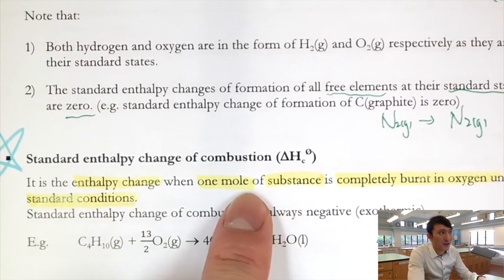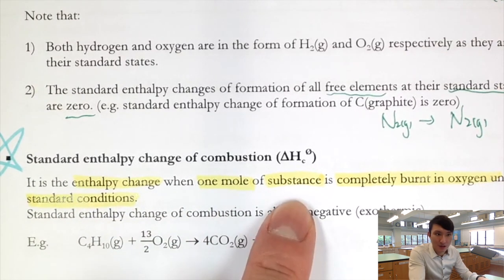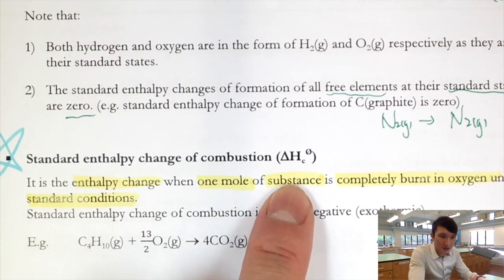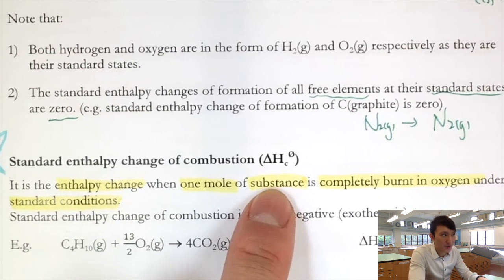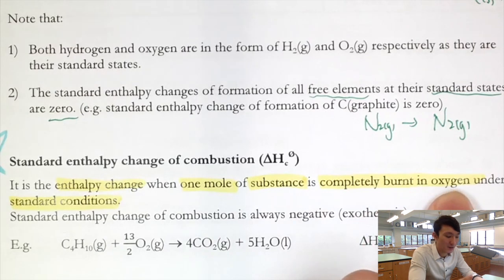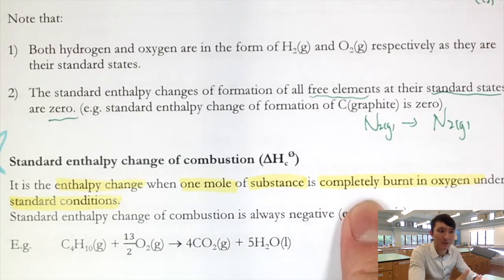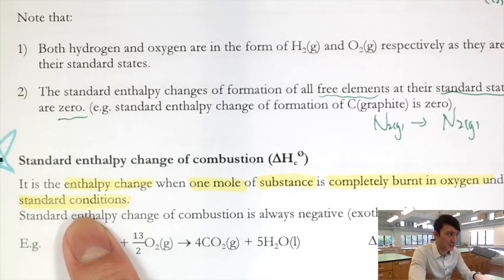So this time we are burning 1 mole of a substance. It could be a fuel, it could be some other element. When you burn it, you must burn it in oxygen, and the combustion must be complete, because complete and incomplete combustion have different enthalpy changes, obviously, and it's under standard conditions.